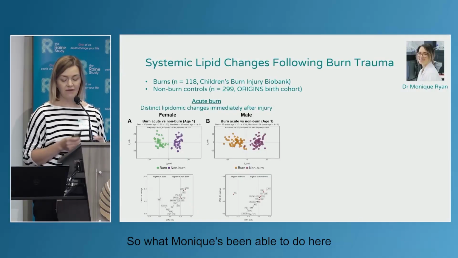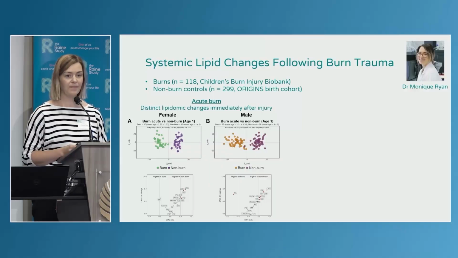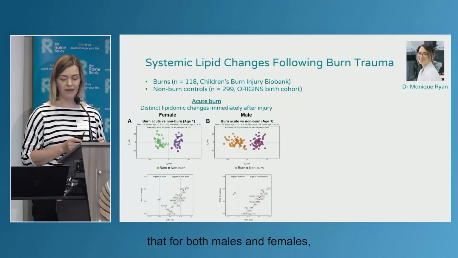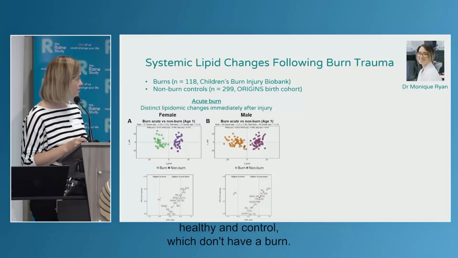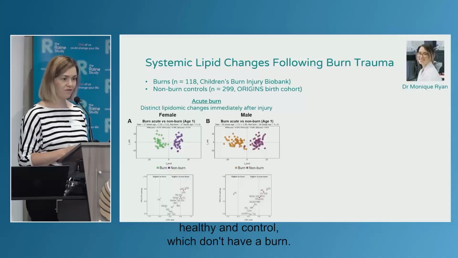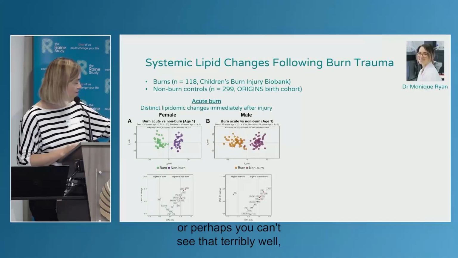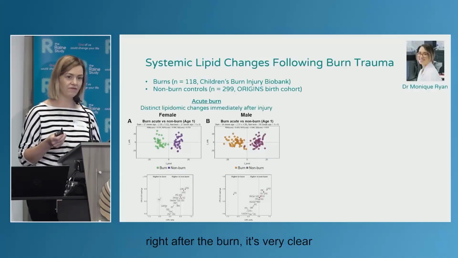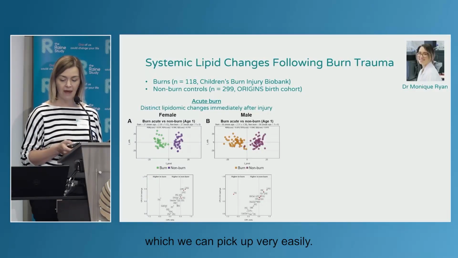So what Monique's been able to do here is do lipid profiling on children who have had a burn compared with controls who haven't received any burn. And you can see here that for both males and females, there's a very clear distinction between the 2 groups, healthy and control, which don't have a burn. Again, you can see the lipid species, or perhaps you can't see that terribly well. But during that acute inflammatory phase, right after the burn, it's very clear that there's a huge systemic effect on the lipid profiles, which we can pick up very easily.